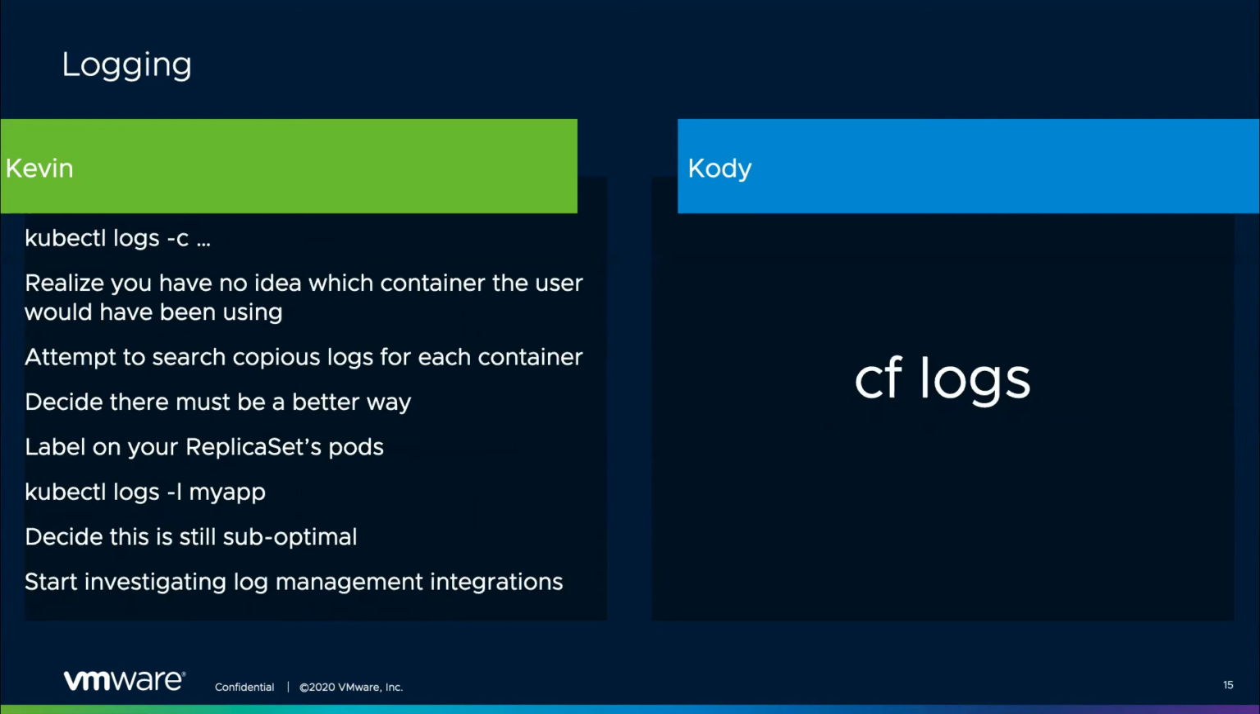Now, fortunately for Kevin and Cody, the app is gaining some traction, so they have scaled it to 5 instances. But some of their users are now reporting problems, so Kevin and Cody need to debug. Kevin dives in with a kubectl logs -c and tries to grab the logs from one container. He realizes that he has no idea which container the users would have been using when they experienced this problem. So he attempts to search the copious logs for each container in turn. He decides that there must be a better way.